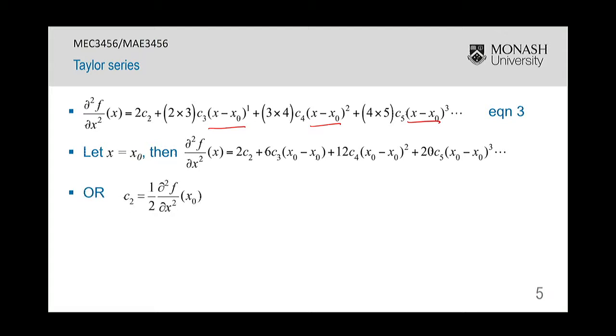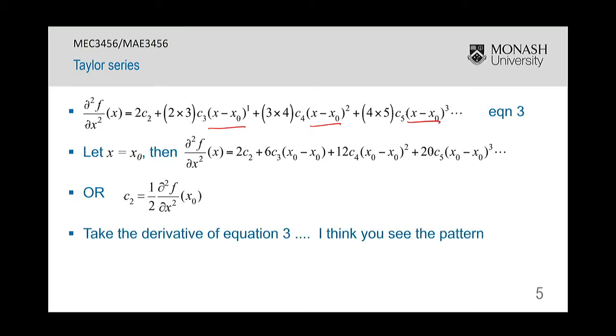And it's quite easy to then show that c2 is equal to 1/2 d squared f dx squared evaluated at x0. And again, we know what this is. We're told we know this. We can keep on going, take the derivative of equation 3, but I think by now you should see the pattern.